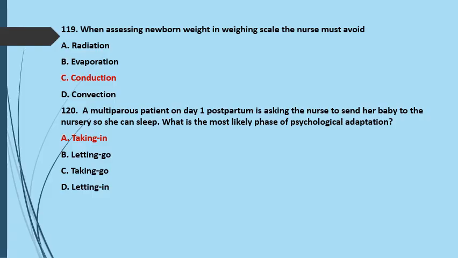A multiparous patient on day 1 postpartum is asking the nurse to send her baby to the nursery so she can sleep. What is the most likely phase of psychological adaptation? Taking in. The first 1 to 2 days is called taking in. Here she's concerned about herself and wants to take care of herself. The second phase is letting go. That is the time she is trying to adjust to the baby.